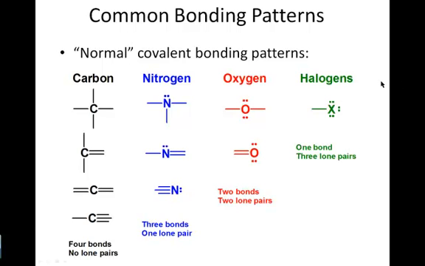So this leads us to common bonding patterns for second row elements, and I'm calling these normal covalent bonding patterns. We'll talk about some other kinds of bonding patterns that you might see in some reaction intermediates, where the atoms are actually charged, but these are for the neutral atoms, when they form molecules. So carbon, we said, could have 4 bonds.